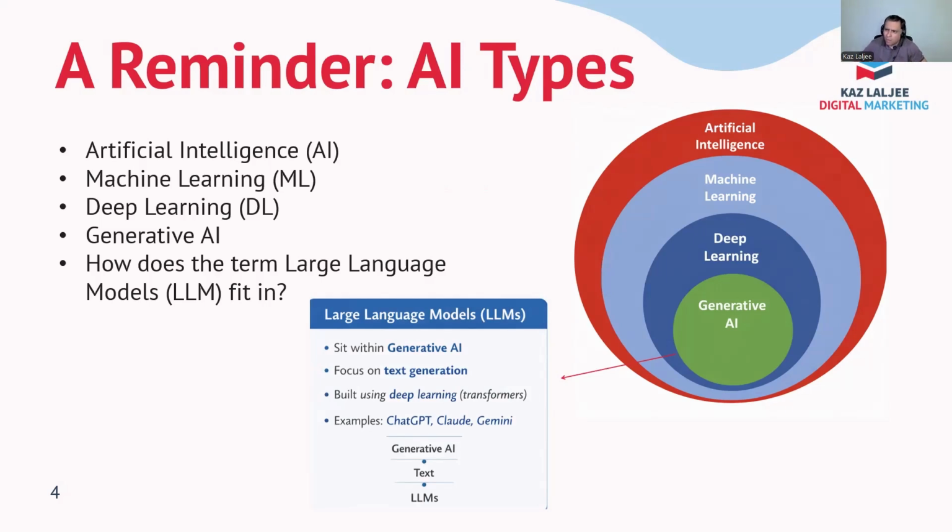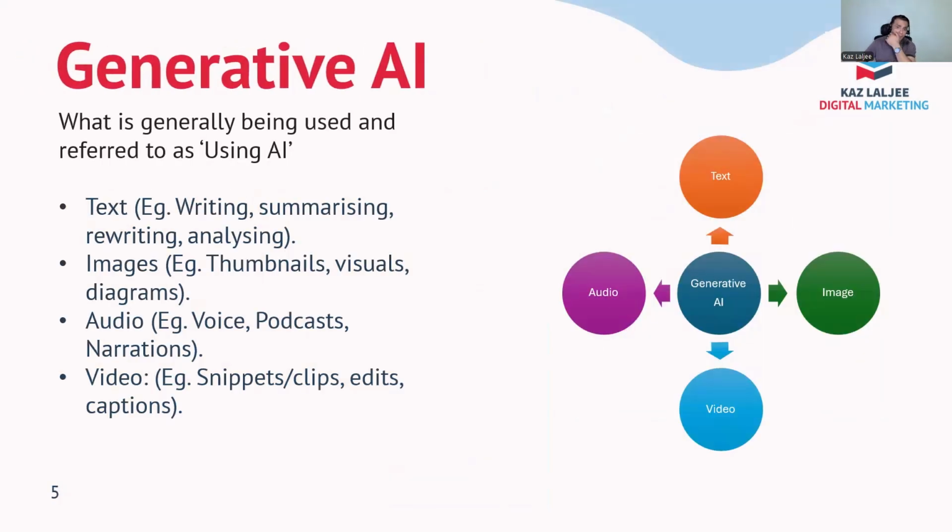So that hopefully gives you a bit of an insight into what AI is and the different phrases or names of different things, just to give you some ideas. And as mentioned, generative AI is what we are used to referring to as being AI. So you can see you've got generative AI in the middle: text, image, video, and audio.